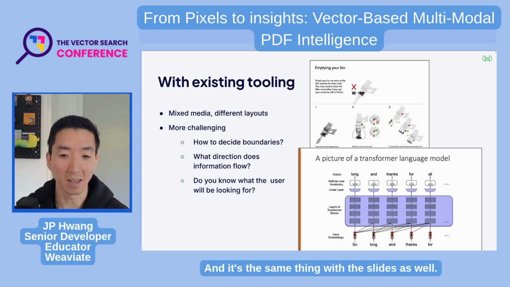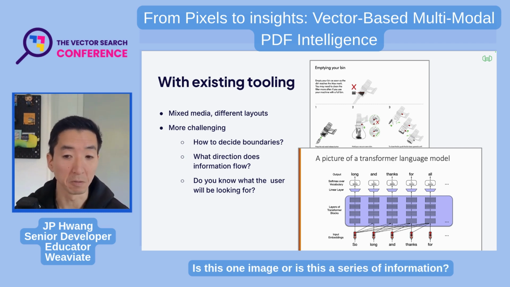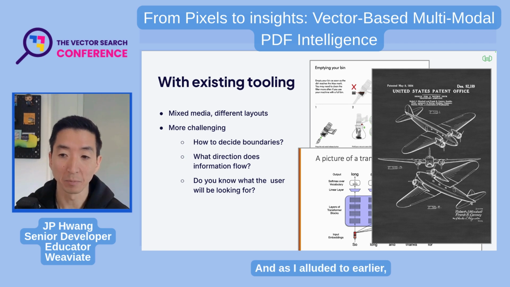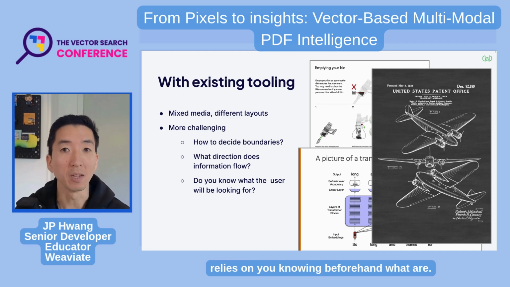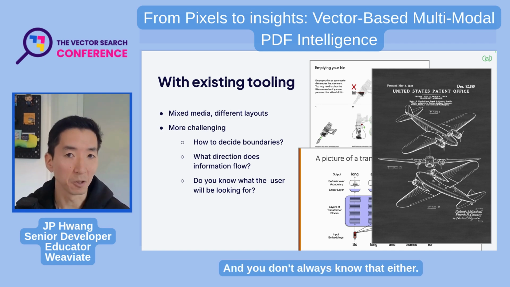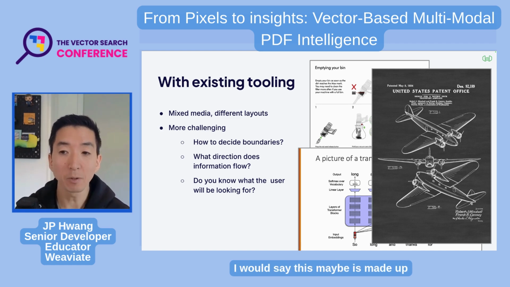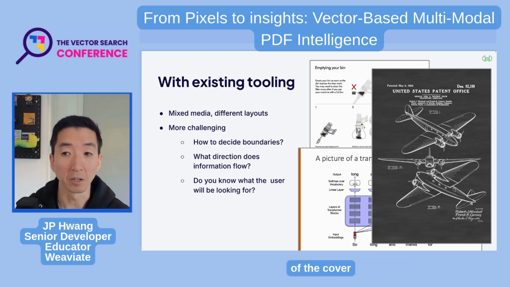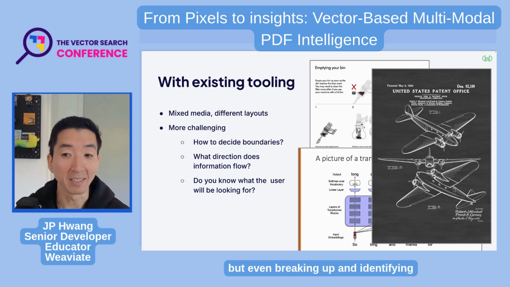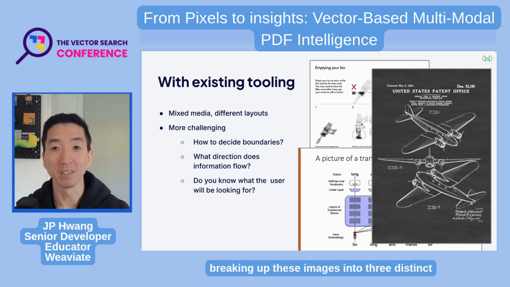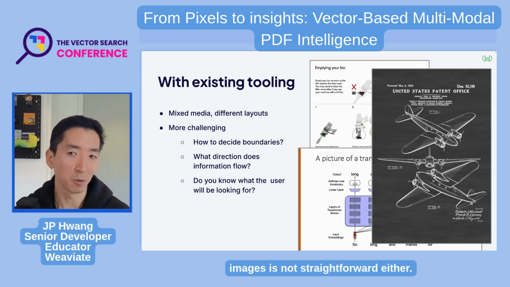And it's the same thing with these slides as well. Is this one image or is this a series of information? It's not really clear either. And as I alluded to earlier, something like this image, there's a lot of decisions to be made that again relies on you knowing beforehand what the task is, and you don't always know that either. I would say this maybe is made up of the cover text or the metadata, if you will, at the top of the image, and 3 separate figures. But even breaking up and identifying those bits of images and actually mechanically breaking up these images into 3 distinct images is not straightforward either.